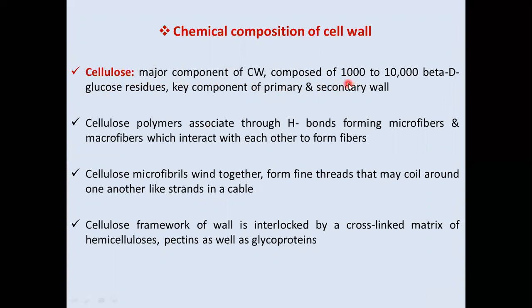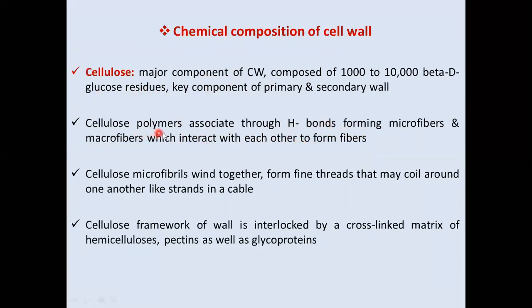Cellulose is composed of approximately 1,000 to 10,000 beta D glucose residues, and is a key component of primary and secondary wall. So the cellulose molecule is a polysaccharide which is made of monosaccharide glucose molecules, and these D glucose molecules help to form cellulose. Cellulose polymers associate through hydrogen bonds, forming microfibers and macrofibers which interact with each other to form fibers.